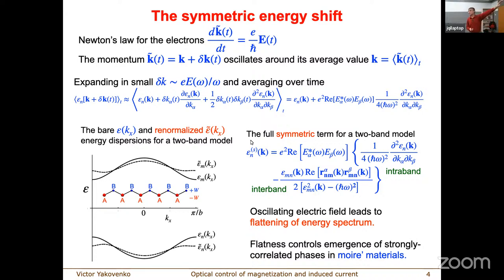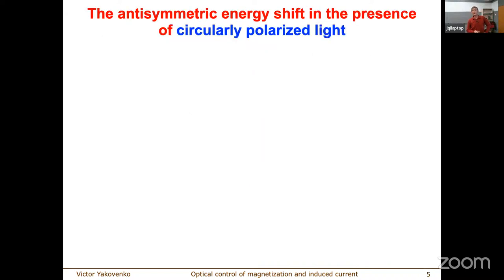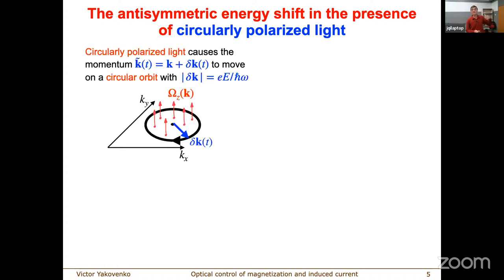Okay, fine. So this is the symmetric term, right? This is pretty simple. Now let's discuss the origin of the anti-symmetric term. Remember, the anti-symmetric term exists only for some helicity. So let's consider circularly polarized light. It will be zero for linearly polarized light. Now let's consider the case when the electric field is circularly polarized.